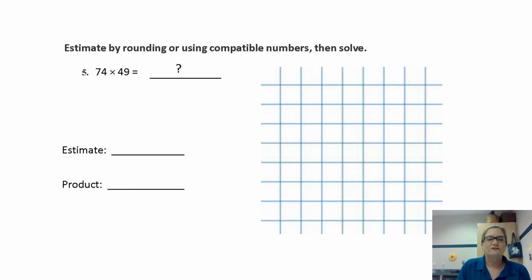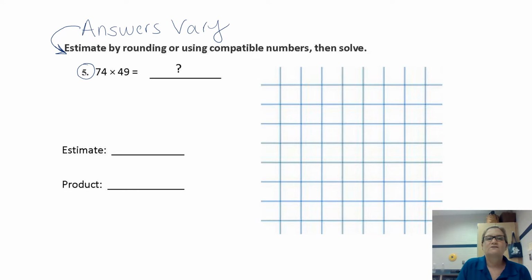All right, next question, question number 5. Estimate by rounding or using compatible numbers, then solve. Okay, so our answers are going to vary for our estimate. This means that your answer may not be the same as my answer and that there is more than one correct answer when you estimate.